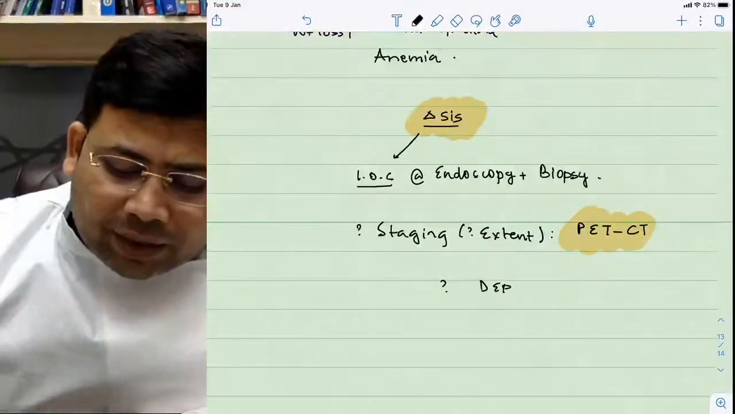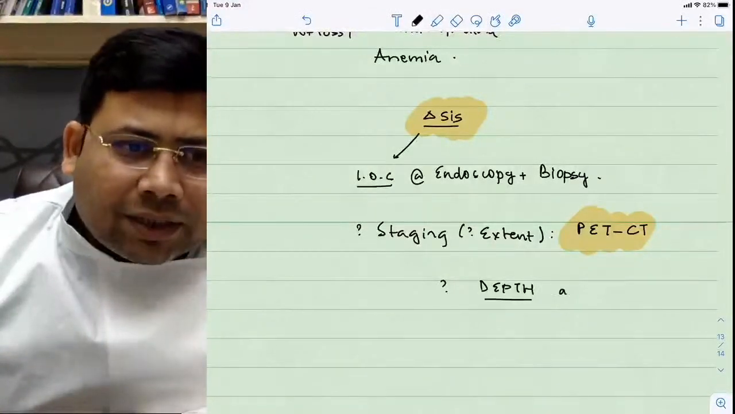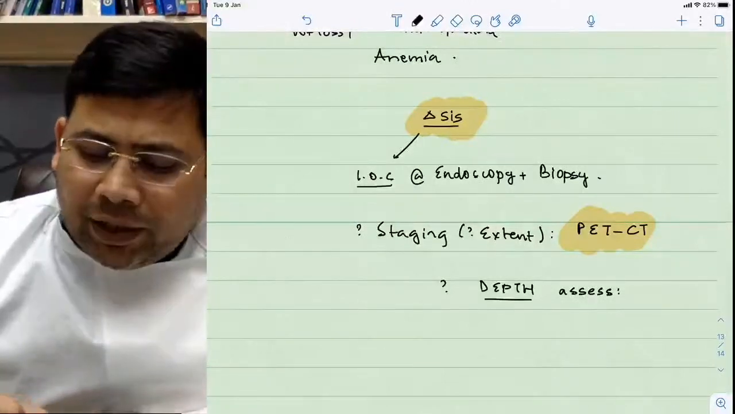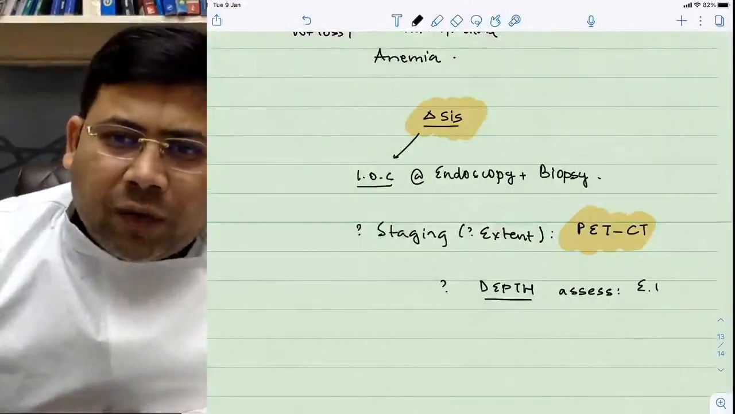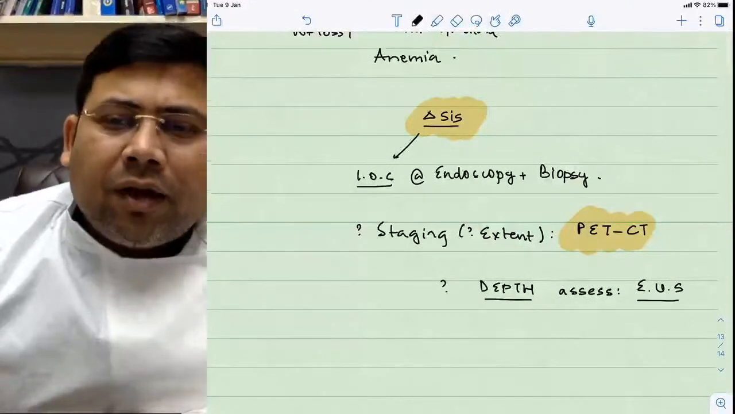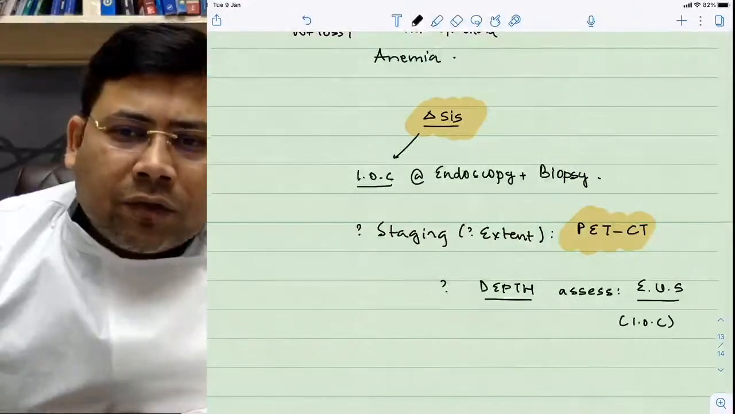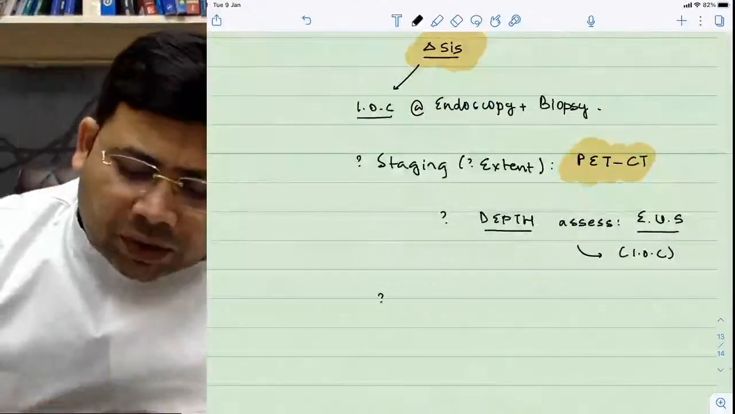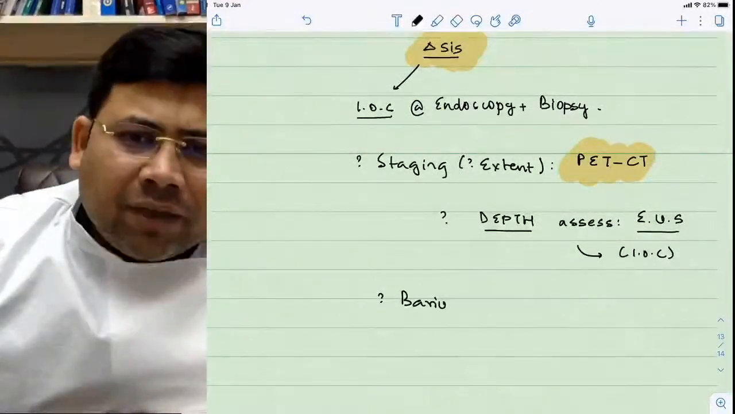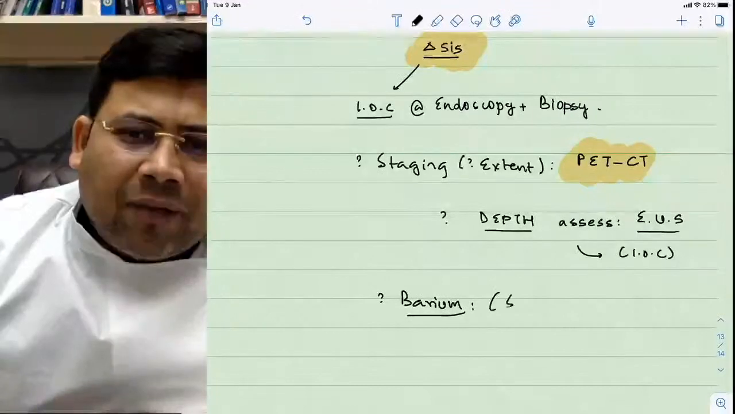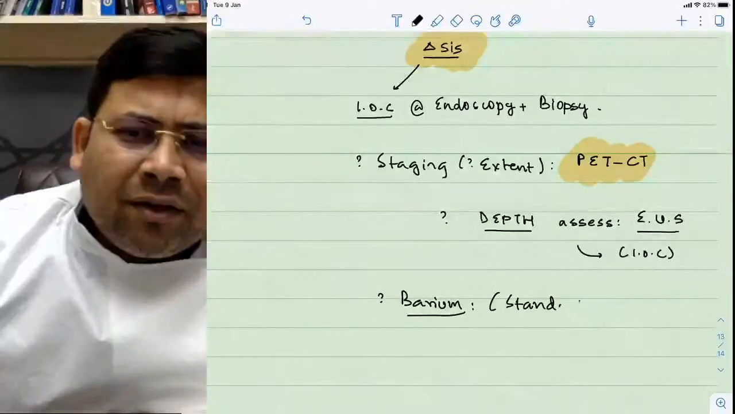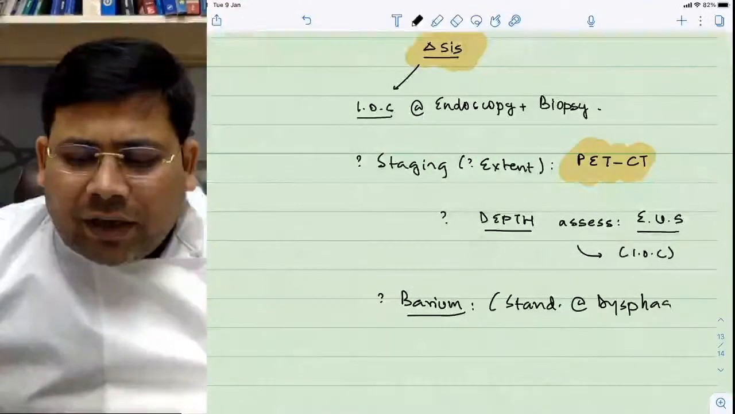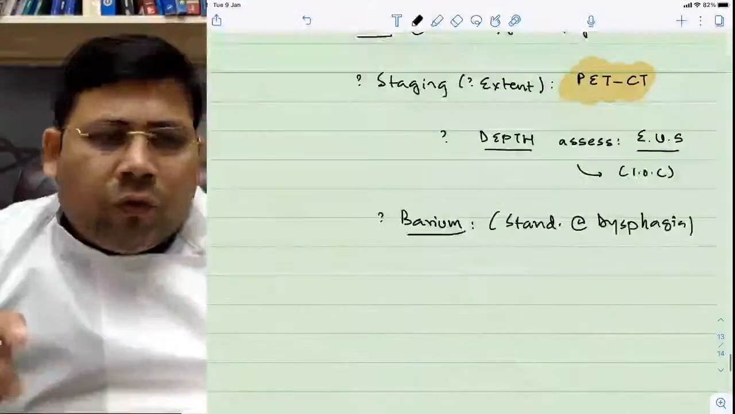For depth assessment, very good, Sanibita, you have EUS, endoscopic ultrasound, as the investigation of choice. Is that clear? So now, what about barium? Barium is done. Why? It is a standard for dysphagia. Whenever you have a patient with dysphagia, you often go for barium.